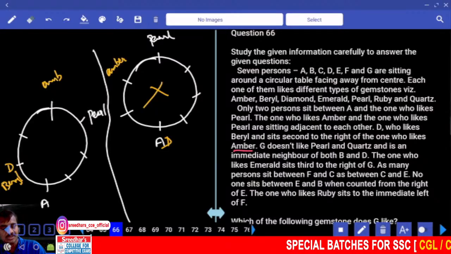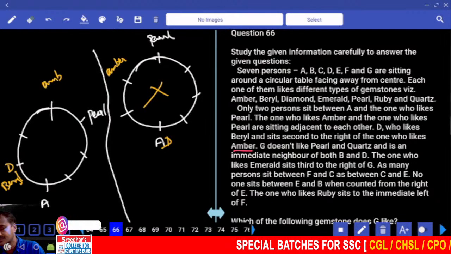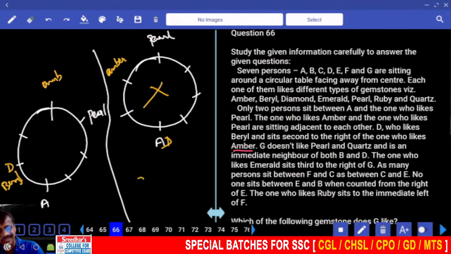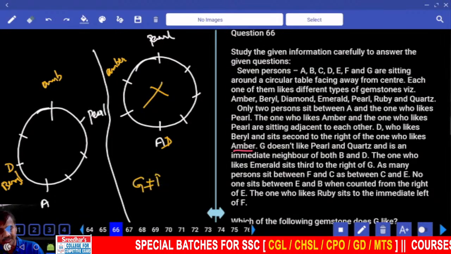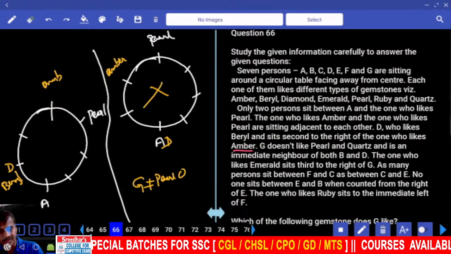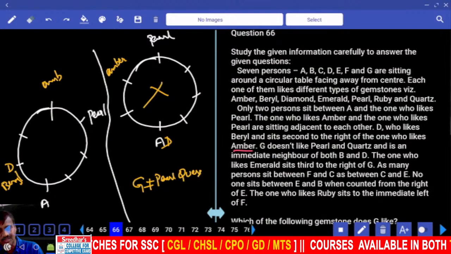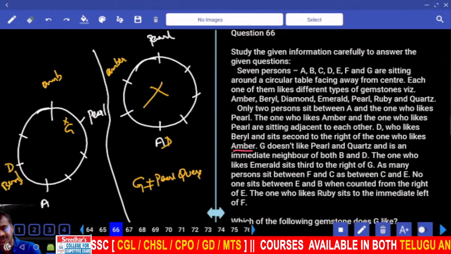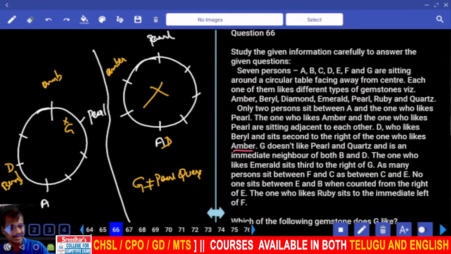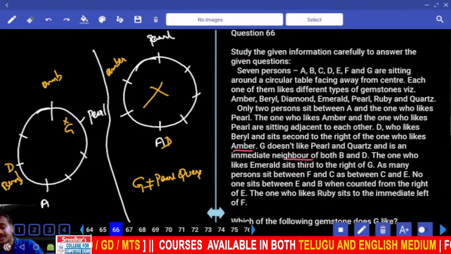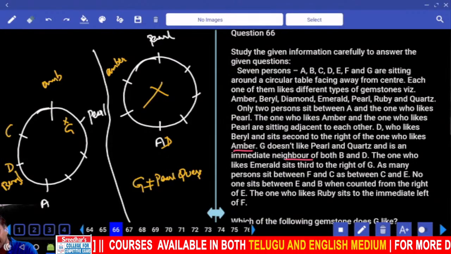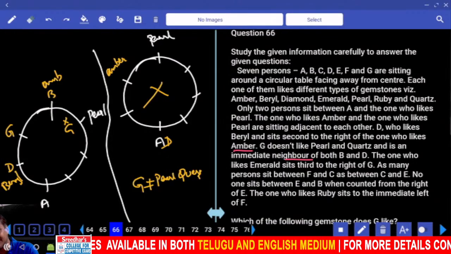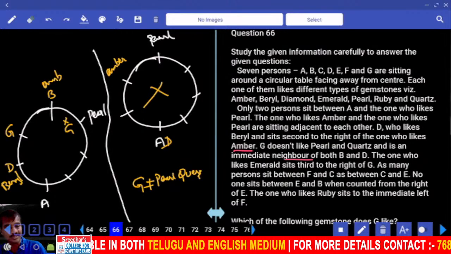Then next one. G does not like Pearl and quartz. Now whatever, this G does not like Pearl as well as quartz. Clear? G does not like Pearl as well as quartz. And G cannot be here. And next one, G is an immediate neighbor of both B and D. Now G is an immediate neighbor of both B and D like this. Done with this?